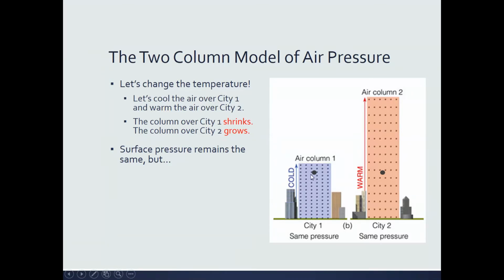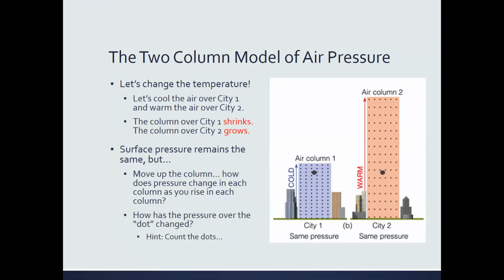So what actually happens is, in the cold column, as you rise in the atmosphere, air pressure decreases quicker. Why? Because all the air is bunched up closer to the ground. On the other hand, over column 2, because the air column has expanded, and because it's taller, you have higher pressure than you otherwise would have. The pressure at this height in column 2 is greater than it is in column 1.